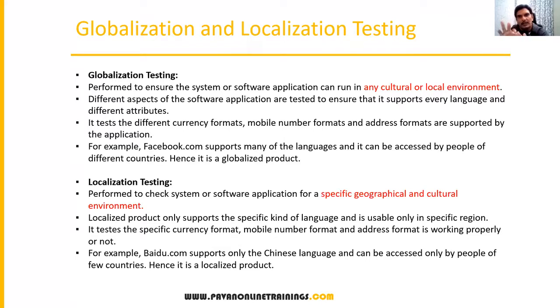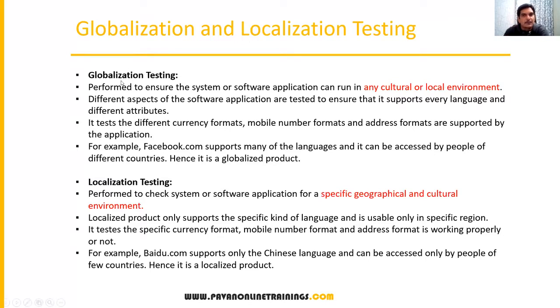So overall, globalization testing means testing whether our application supports the world globally or not. And localization testing means we verify whether our application supports the local community or local languages. That is called localization testing. Again, this is part of the requirement. Now let us understand the points.